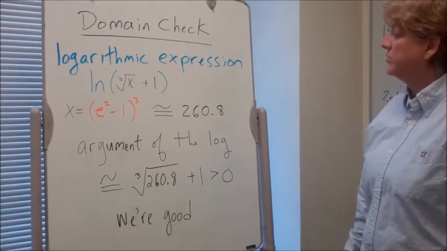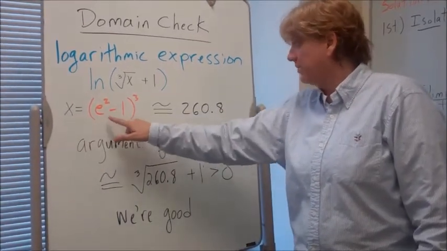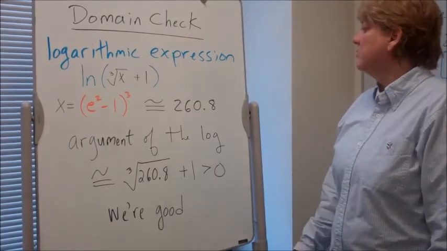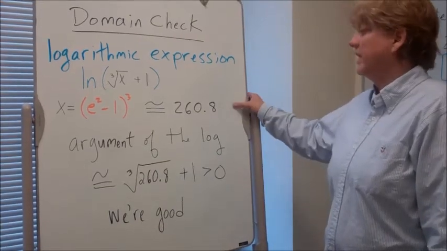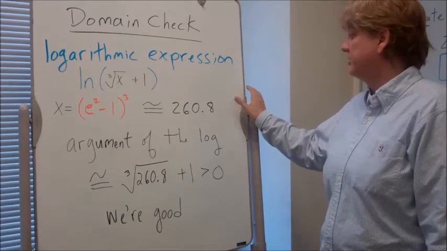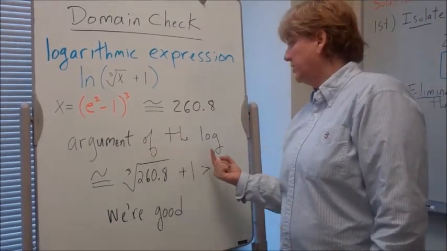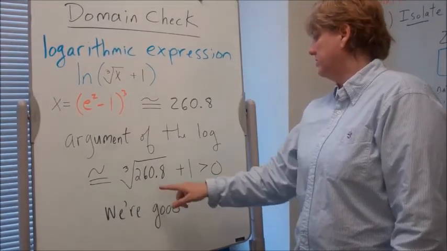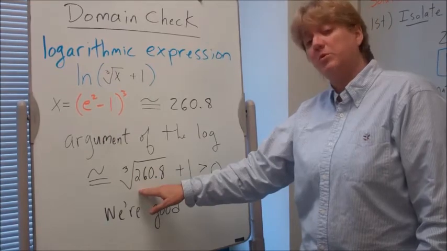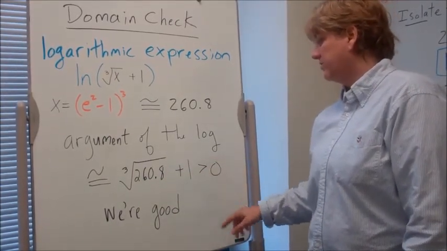So in this case, we're going to use an approximation. The exact value of x is e squared minus 1, quantity cubed, which if you put that in a calculator, and I encourage you to do so, you should come up with the same approximate solution, 260.8. We plug that into the argument of the log. Well, the cube root of 260.8 plus 1. The cube root of a positive number will be positive, plus 1, so we'll keep it positive. That's greater than 0. We're good.